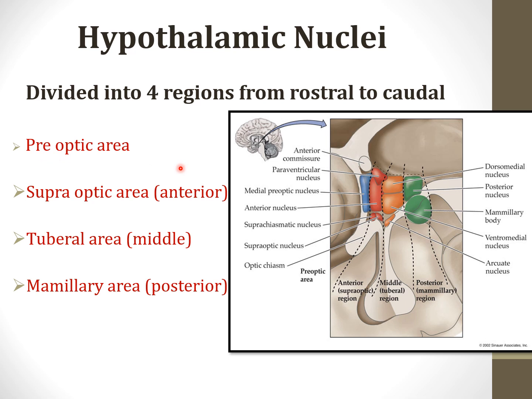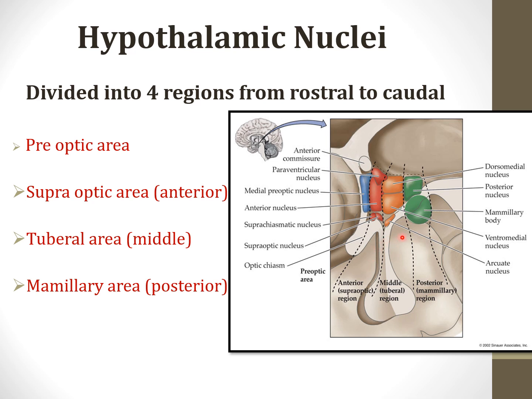Those are the preoptic area, the region present just in front of the optic chiasma, like preoptic nuclei. Moving on to the second area called supraoptic area. Obviously, according to its name, supraoptic is just above, or superior to, the optic chiasma. It is anteriorly present. And what is the middle portion? Middle portion is the tuberal area.